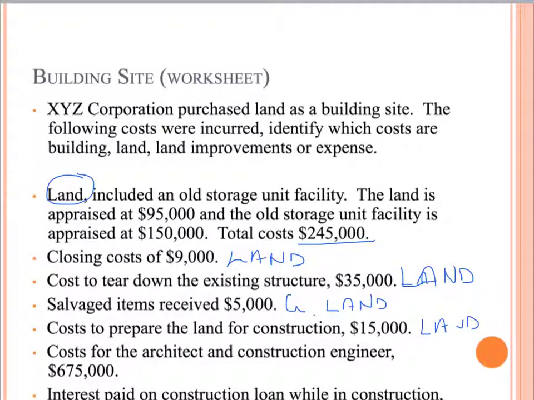Cost for the architect and construction engineer. Well, what are they in charge of? They're not in charge of the land. They're in charge of the new building. So this is going to be a debit to building. Interest paid on construction loan while in construction. Well, in construction, loan interest is going to be part of the building.